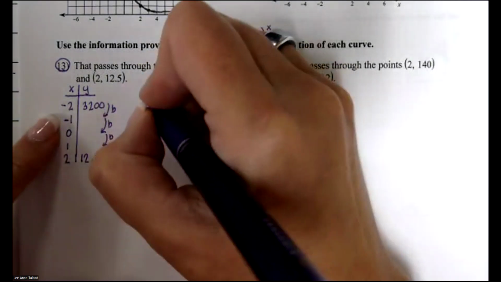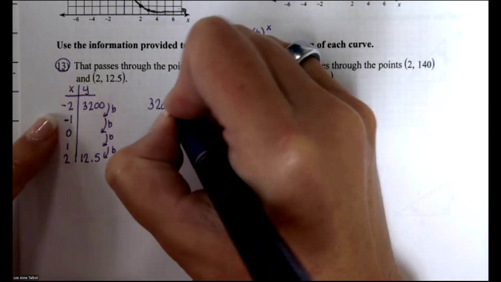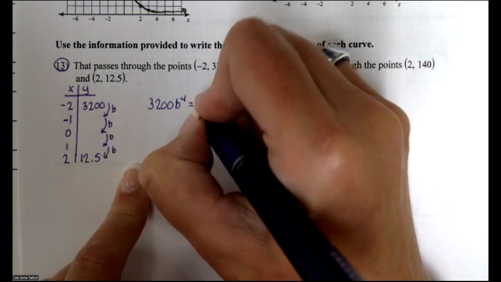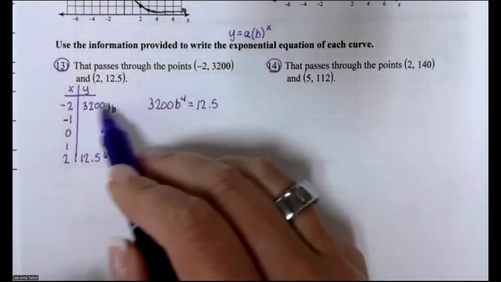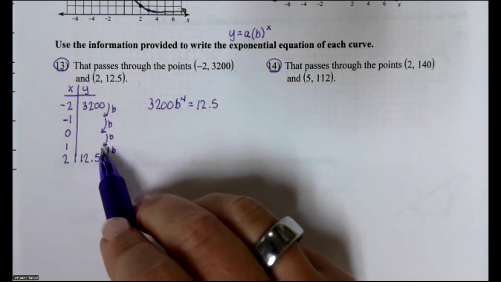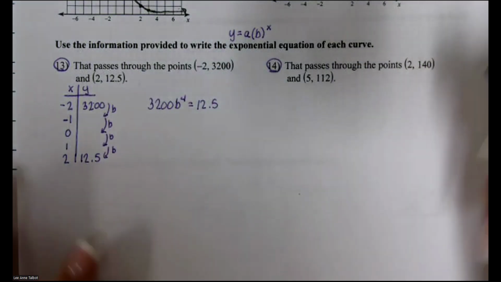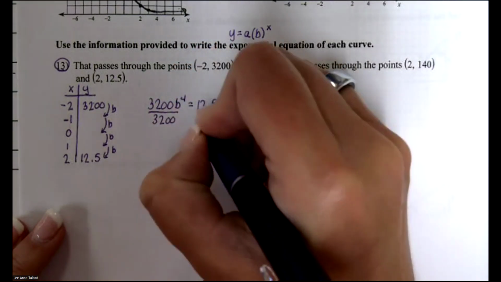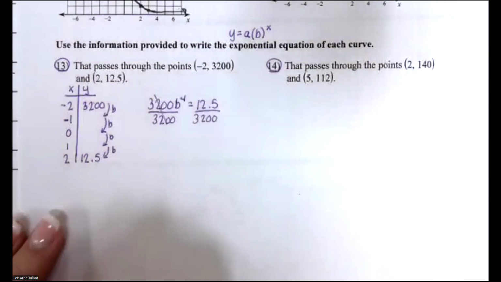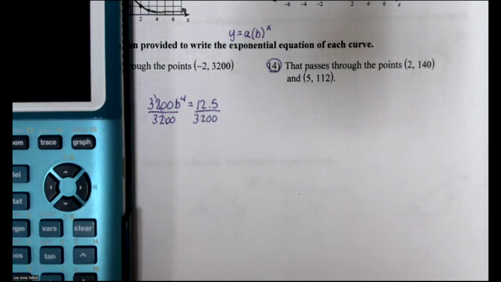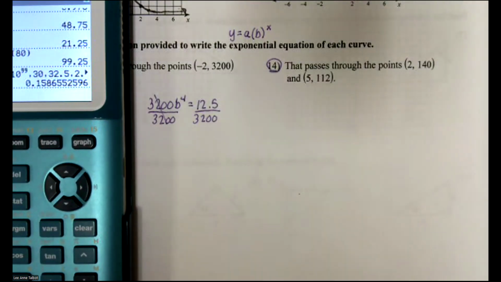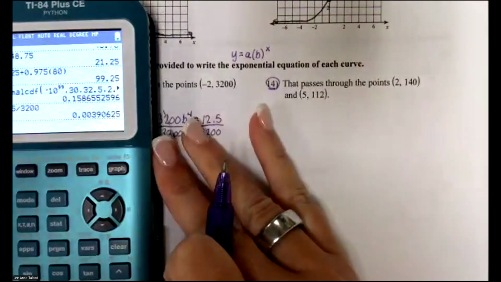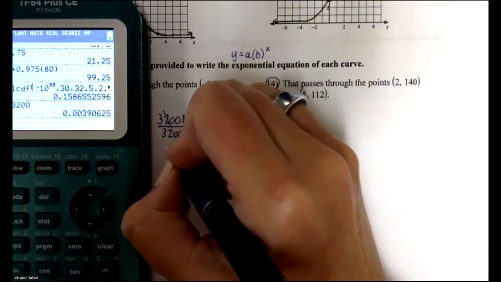Okay, so you write an equation, 3,200 b to the 4th, and it's the 4th because there's 4 b's here, equals 12.5. So 3,200 times some number times some number times some number times some number is going to be 12.5. Okay, now divide by 3,200 on both sides. And you're going to get a really terrible decimal, and you don't really want to round these.